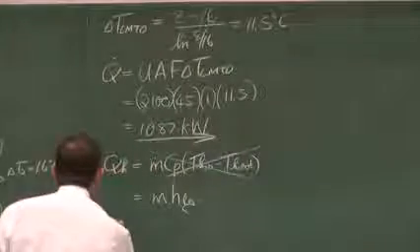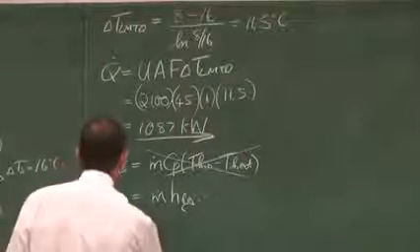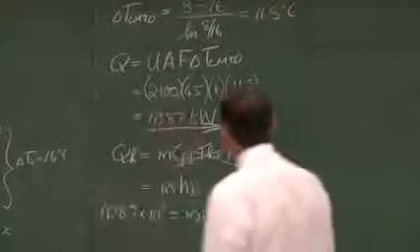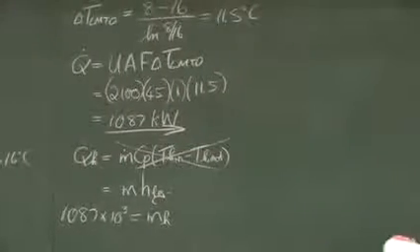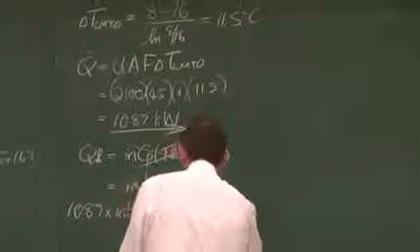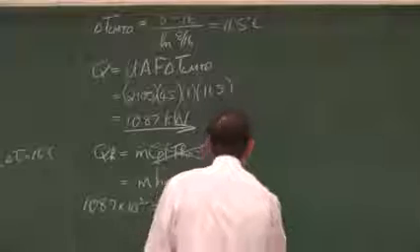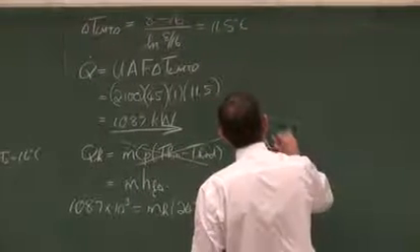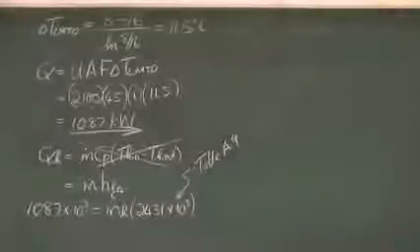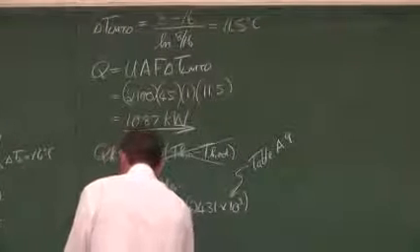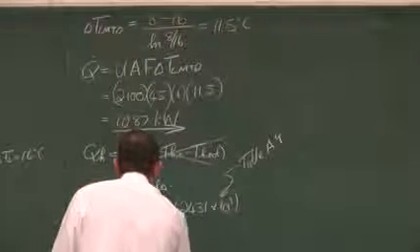Okay, the heat transfer rate we have determined as 1,087 kilowatts is equal to the mass flow rate on the hot side multiplied by hfg. And hfg we can get from the steam tables or from your textbook from table A9. From table A9, and from this we can now calculate the mass flow rate on the hot side, which is equal to 0.45 kilograms per second.